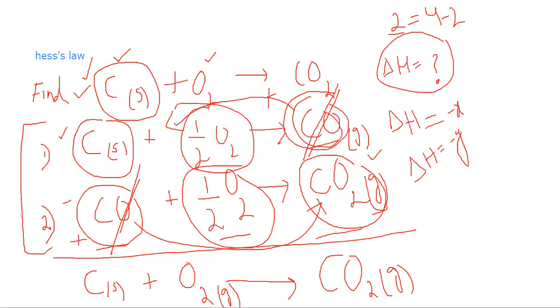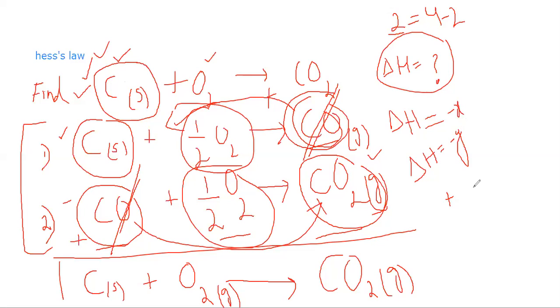So can you see that this is your required equation? Here you need carbon solid, oxygen 1 mole, and 1 mole of carbon dioxide. Here you have formed your required reaction, your required equation. Along with this, you have to add the enthalpies. When we are adding the equations, their enthalpies will also be added.